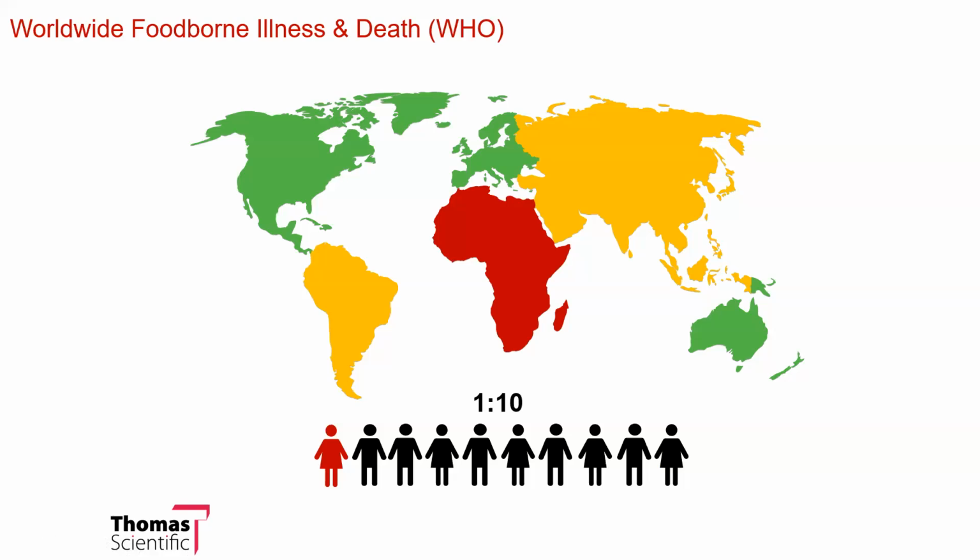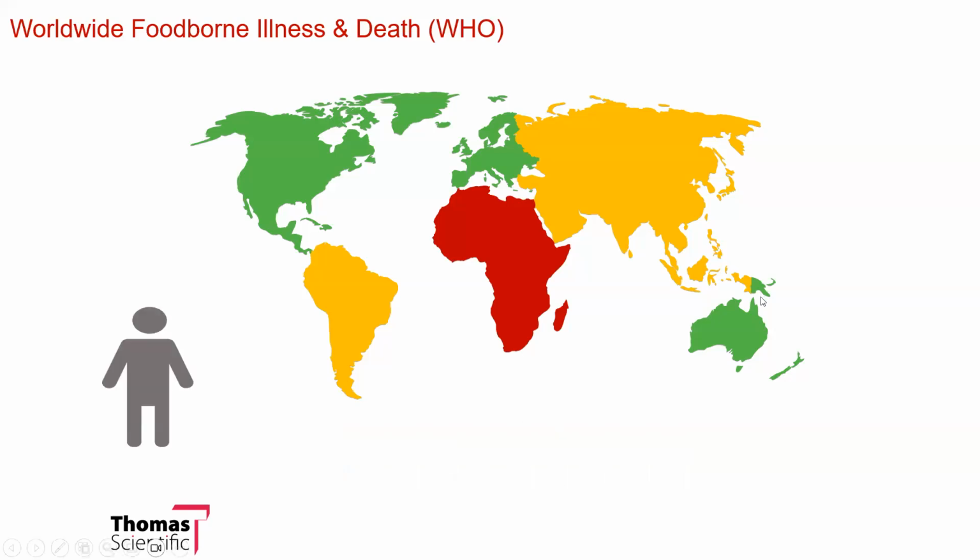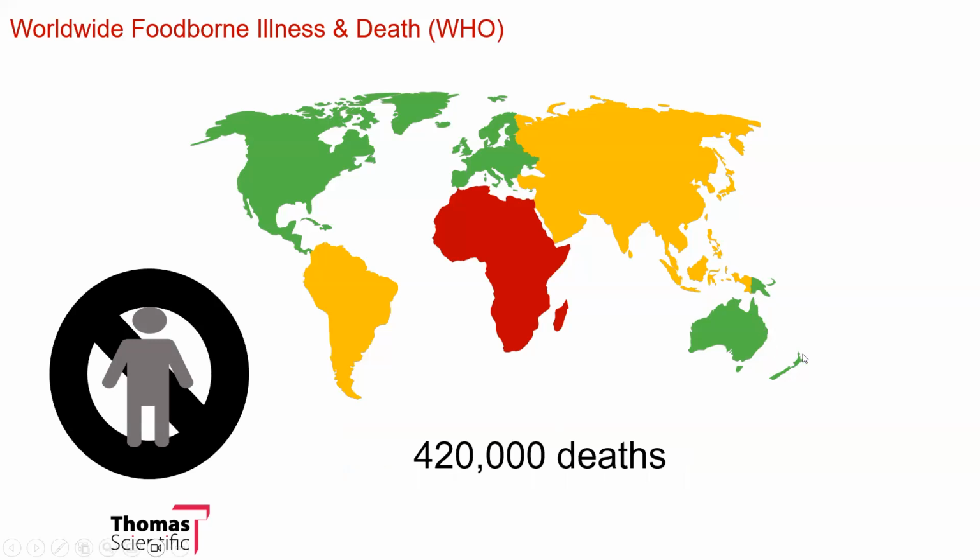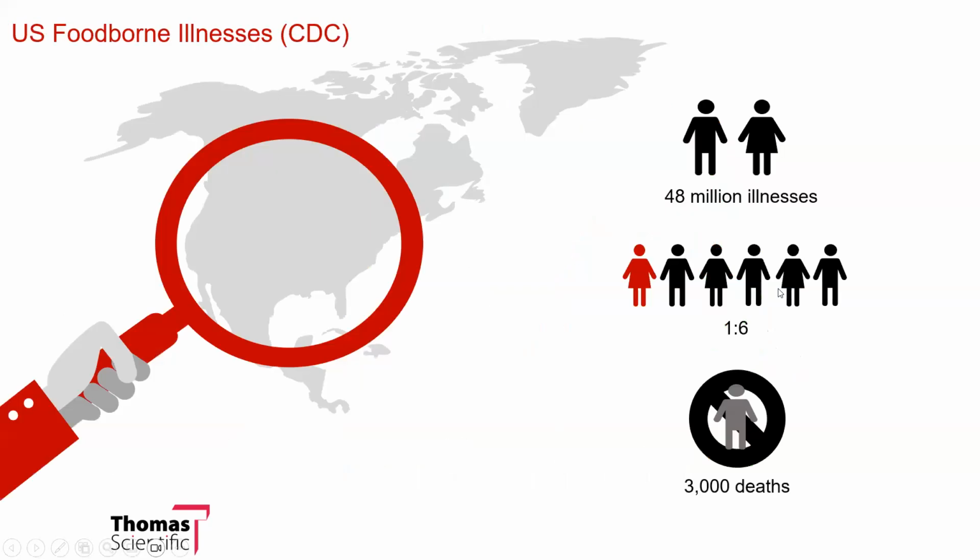If we're looking at worldwide illness and death, according to the World Health Organization, 1 in 10 people in the world will sicken or die of a foodborne illness. That equates to 420,000 deaths a year. In the US, there are 48 million illnesses due to foodborne illness. That's 1 out of 6 people, and it amounts to about 3,000 deaths a year.